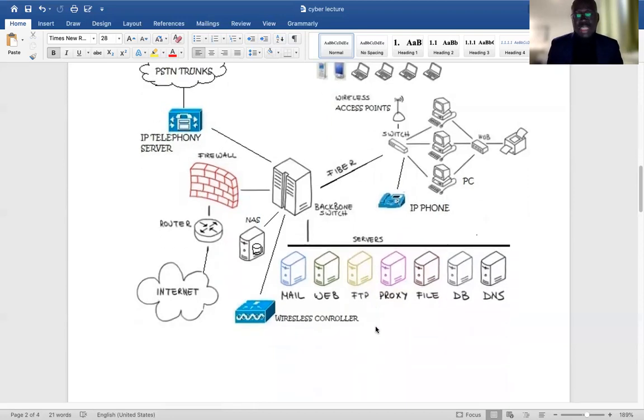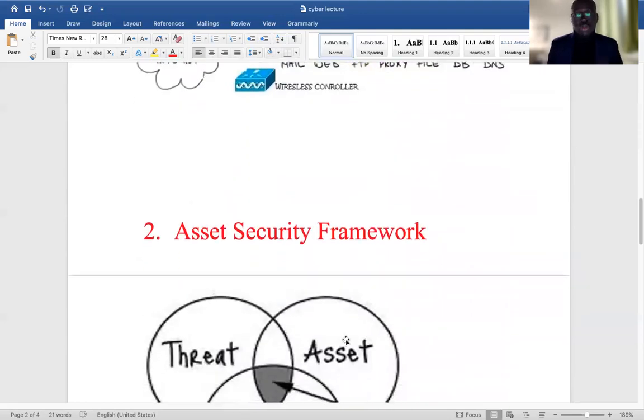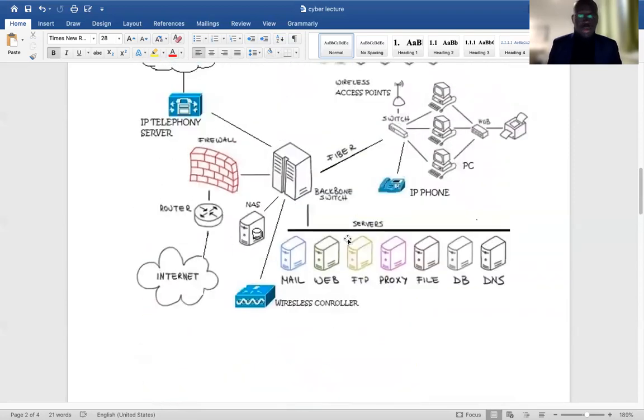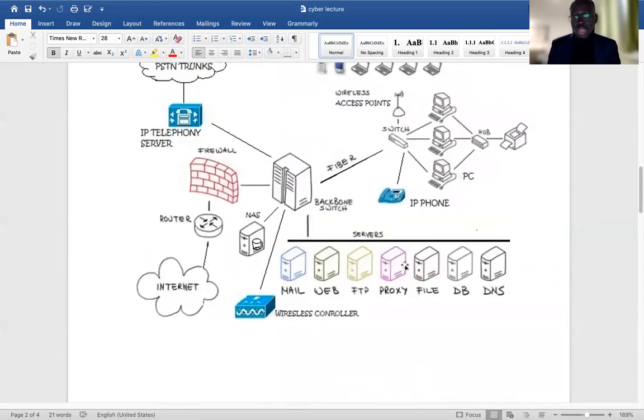That is one. The second one that I feel like we should also consider is the asset security framework. On asset security, we look at it from the angle of what are the key assets, what are the key infrastructure on this system that could affect our business. Looking at those, we can build security around it. For example, let me use this architecture. We have a file server here, we have a database here.